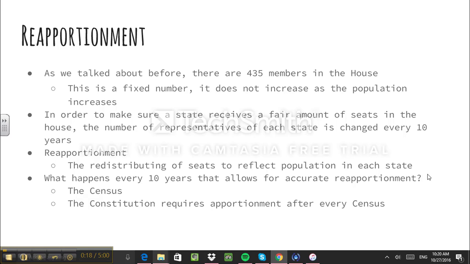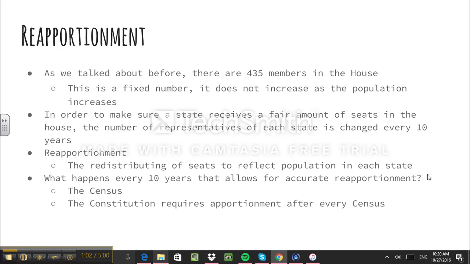So reapportionment is something that occurs in the legislative branch of the government in local, state, and federal governments. So, as we talked about before, there are 435 members in the House of Representatives in Congress. This is different than the Senate because the Senate, if you recall, has 100 members. This means that each state gets 2 senators in Congress. The House, however, is based on population of the state. So of the 435 seats in the House, they have to be divided among the states.